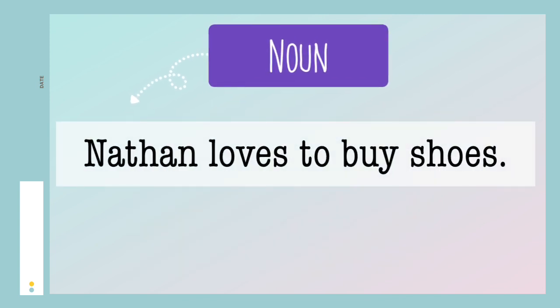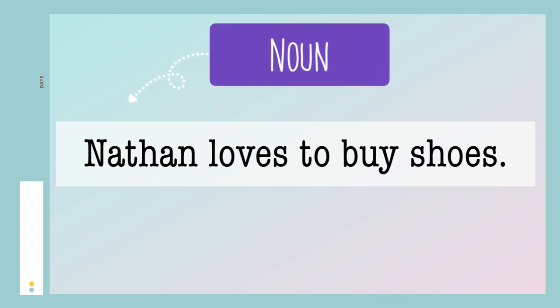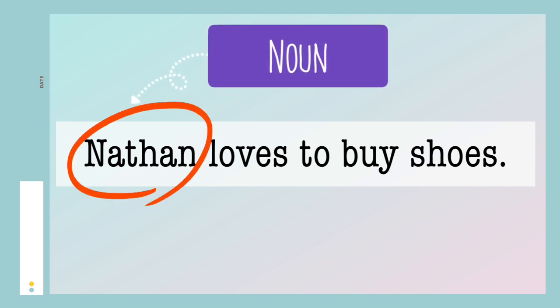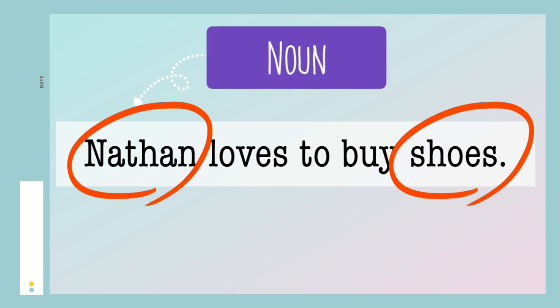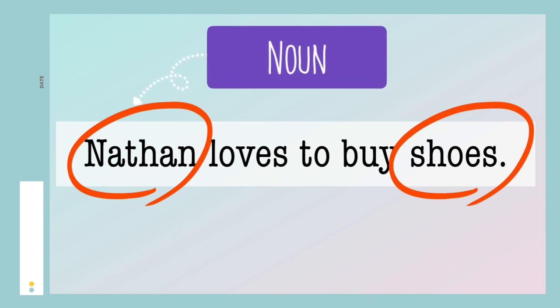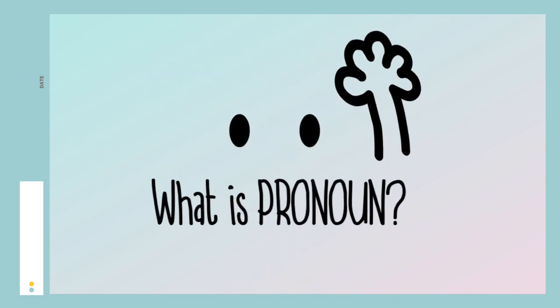Let's have the example sentence. Can you please read it? Thank you. Now, can you please identify the nouns in it? So we have Nathan, a specific name of person, it's a proper noun, and shoes, a general name of thing, so that is a common noun. Very good. Any questions about noun? If none, let's proceed to the next part of speech.